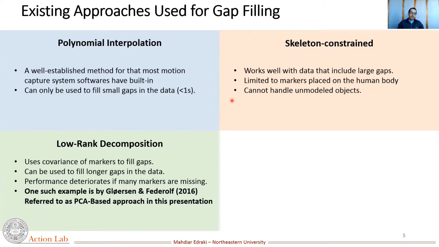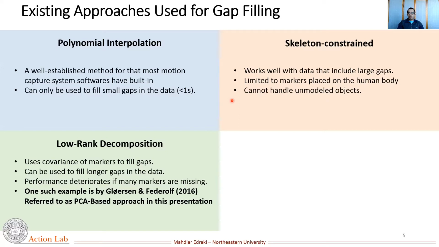The next approach is low-rank decomposition. While there are many flavors of this approach, it primarily establishes a covariance matrix that determines a relationship between the different markers in the data set to fill gaps if a marker is missing.